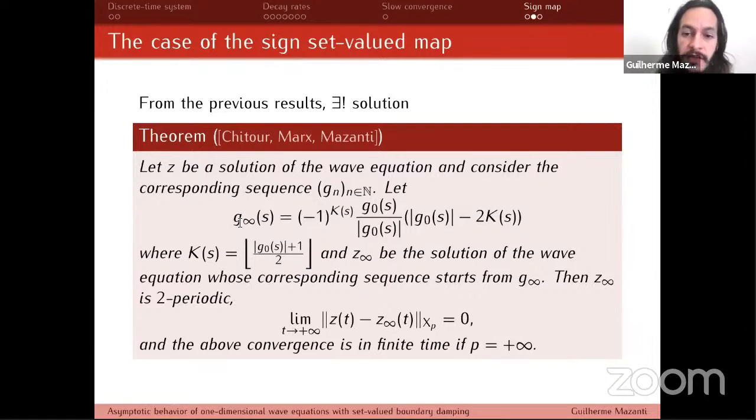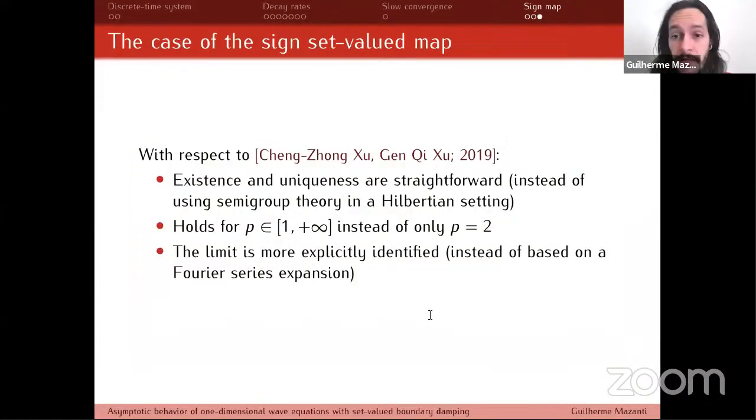We can define a G infinity. If we consider a solution that starts from the G infinity, this solution is two periodic and our solution converges to this solution. And the convergence holds in finite time in the case where we are in L infinity. So this allows us to characterize exactly the asymptotic behavior of solutions in the case of the sine function.